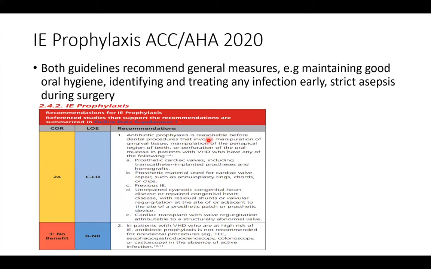Antibiotic prophylaxis is reasonable when we're doing dental procedures that involve manipulation of gingival tissue, periapical region, or perforation of oral mucosa, not for gastroenterological or urological procedures. So this one, don't do. And who? Prosthetic valve, in case we've done valve replacement for MS patients, or prosthetic material used for valve repair, or previous IE, unrepaired cyanotic heart disease, cardiac transplant. So we really don't see just rheumatic MS featuring here as a blanket recommendation for IE.